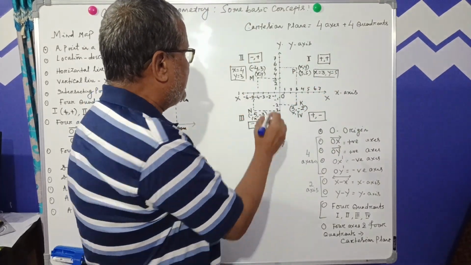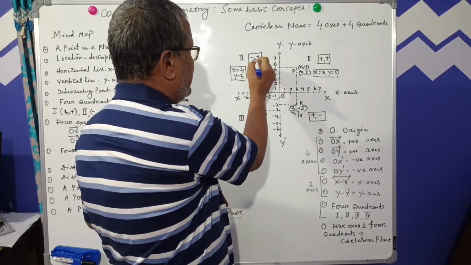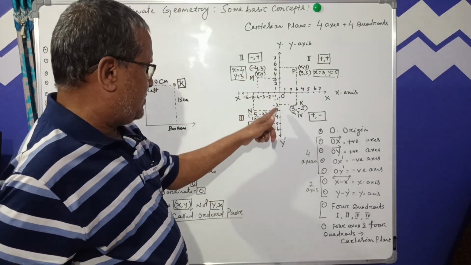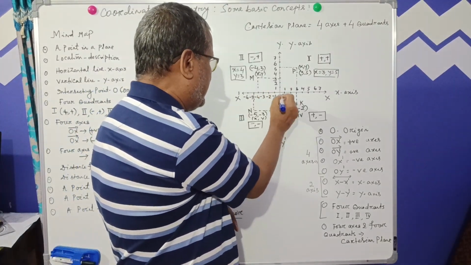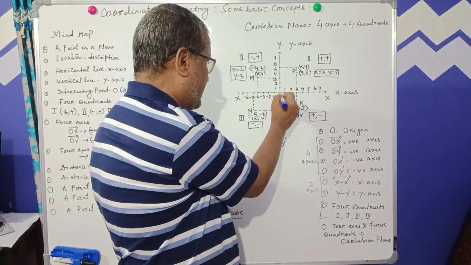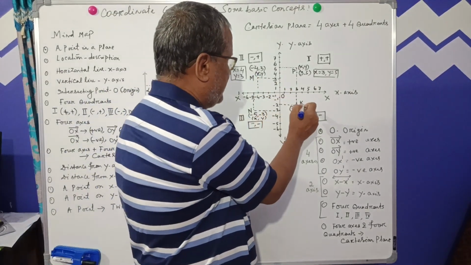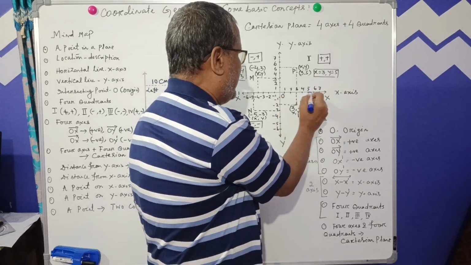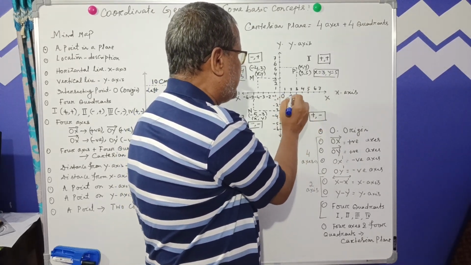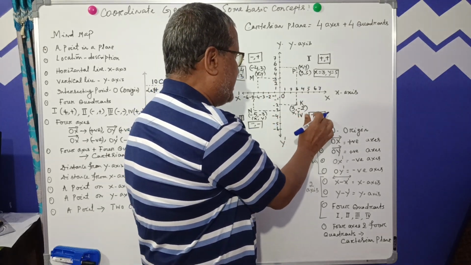Quadrant number 2: first minus, then plus, the minus plus quadrant. Now the third quadrant: x dash minus and y dash minus, the minus minus quadrant. And this fourth quadrant, this is plus and this is minus, so this is called the plus minus quadrant.